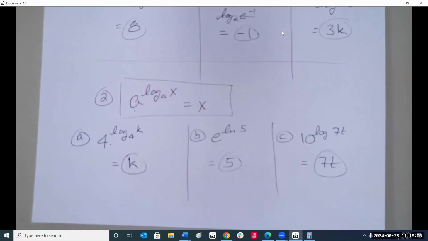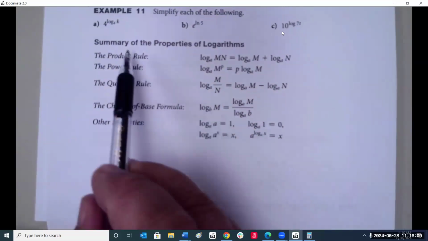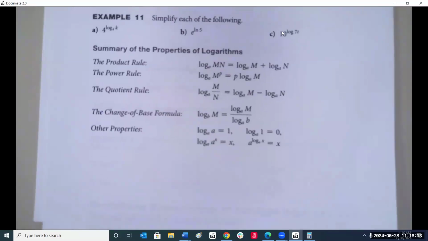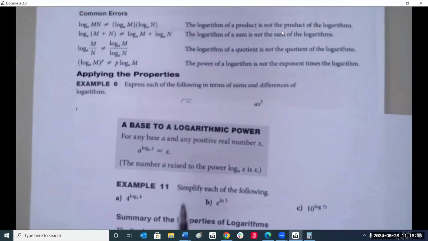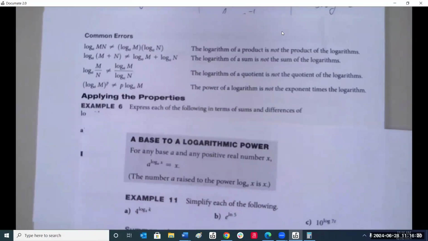And I went ahead and put, in the back of your sheet, a summary of all the rules. And also in yours, I also put the common errors that students make.